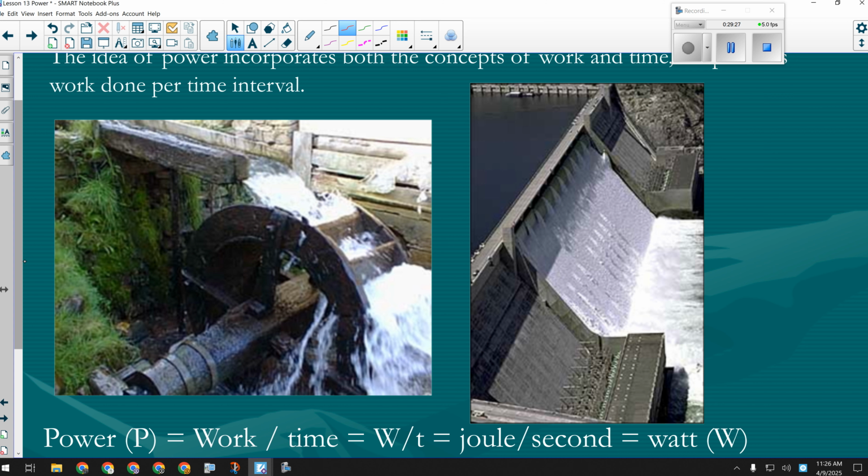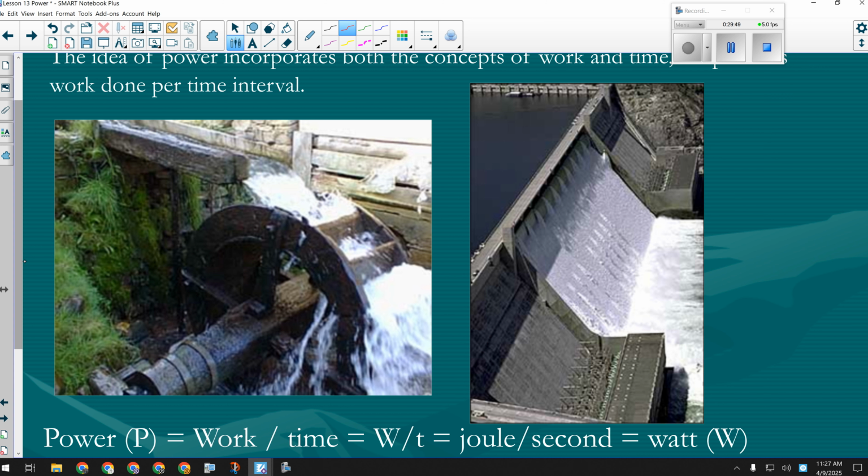Tomorrow we're doing a lab. We're going to do a lab where we're looking at how efficiently potential energy is converted into kinetic energy for, surprise, surprise, a cart going down a ramp. We've got a lot of experience with using those carts and those ramps, so we're going to use it again, but this time from an energy perspective.